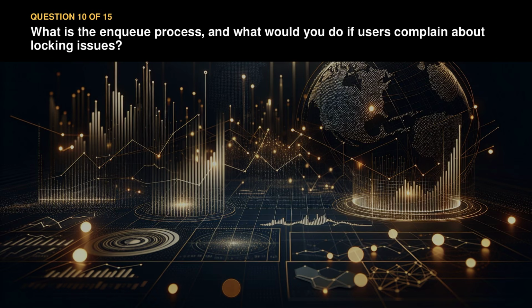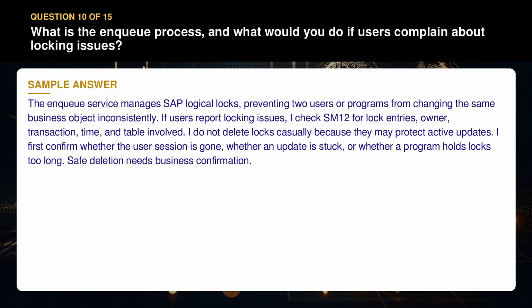Question 10. What is the enqueue process, and what would you do if users complain about locking issues? The enqueue service manages SAP logical locks, preventing two users or programs from changing the same business object inconsistently. If users report locking issues, I check SM12 for lock entries, owner, transaction, time, and table involved. I do not delete locks casually because they may protect active updates.